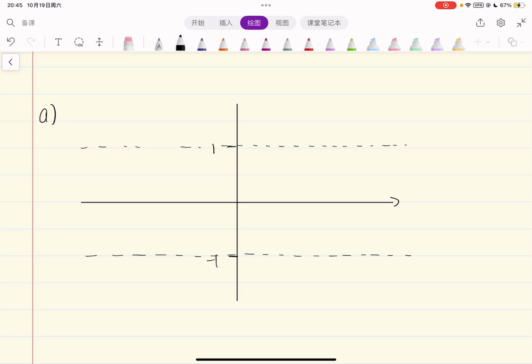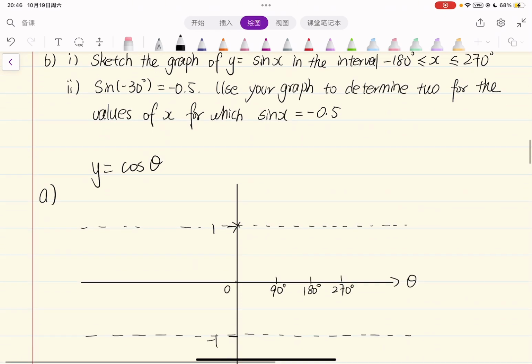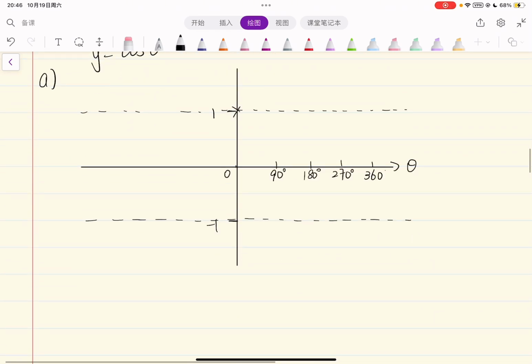Now remember that for cosine theta, when theta equals 0, y equals 1. So we start from the 1, and then mark 90 degrees, 180 degrees, 270 degrees. The interval asks you to draw it between minus 360 and 360, so also minus 90 degrees, minus 180 degrees, minus 270 degrees, minus 360 degrees. Now we can draw that.